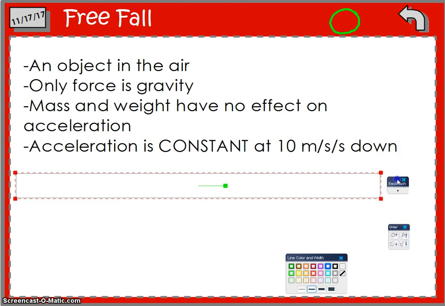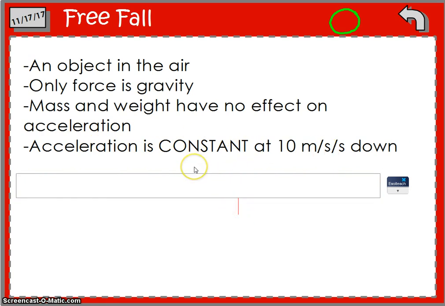Acceleration is always 10 meters per second squared down on the Earth. On the Moon, that would be less. But here on Earth, the acceleration is constant. So the velocity is going to change, but the acceleration is constant. Go ahead and pause that, and then we'll move on to the next entry.